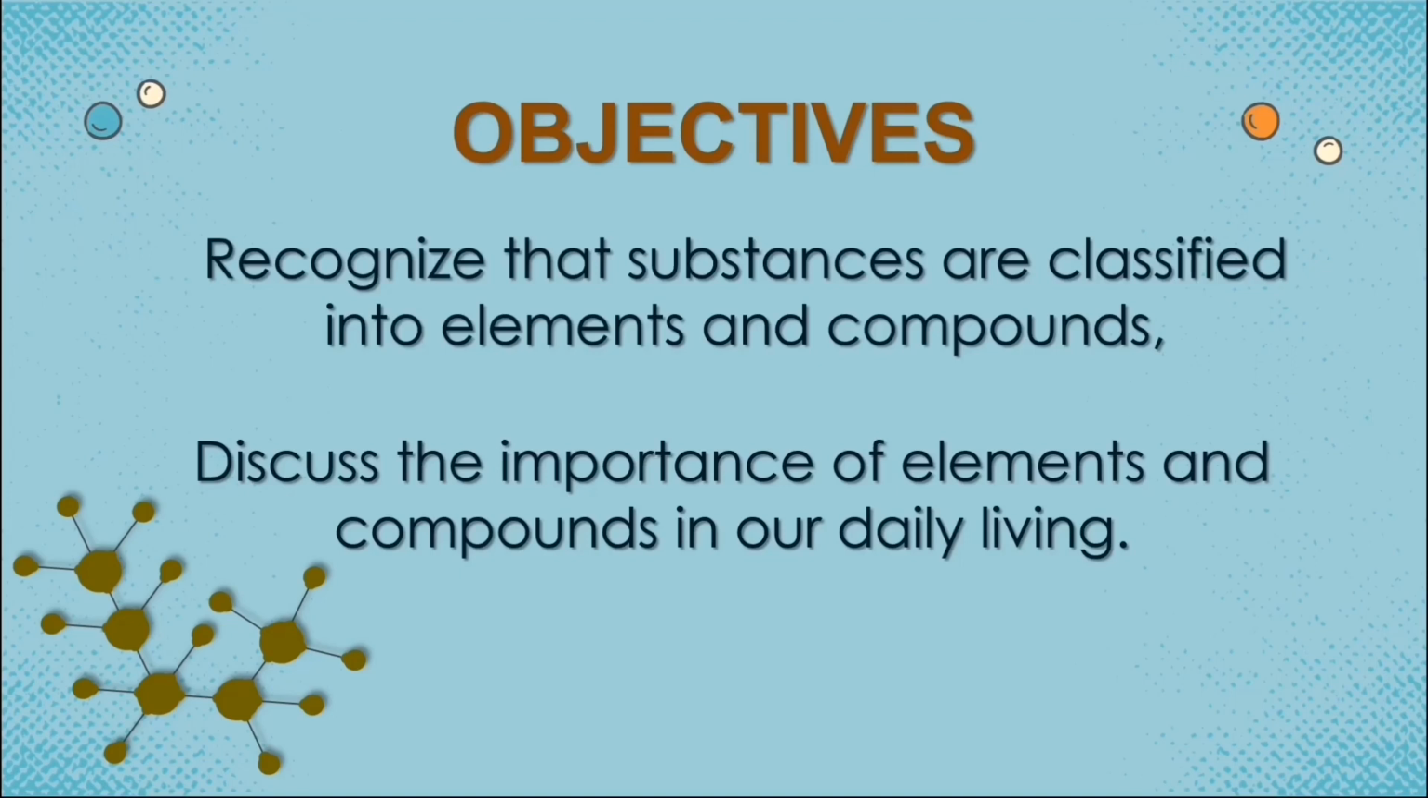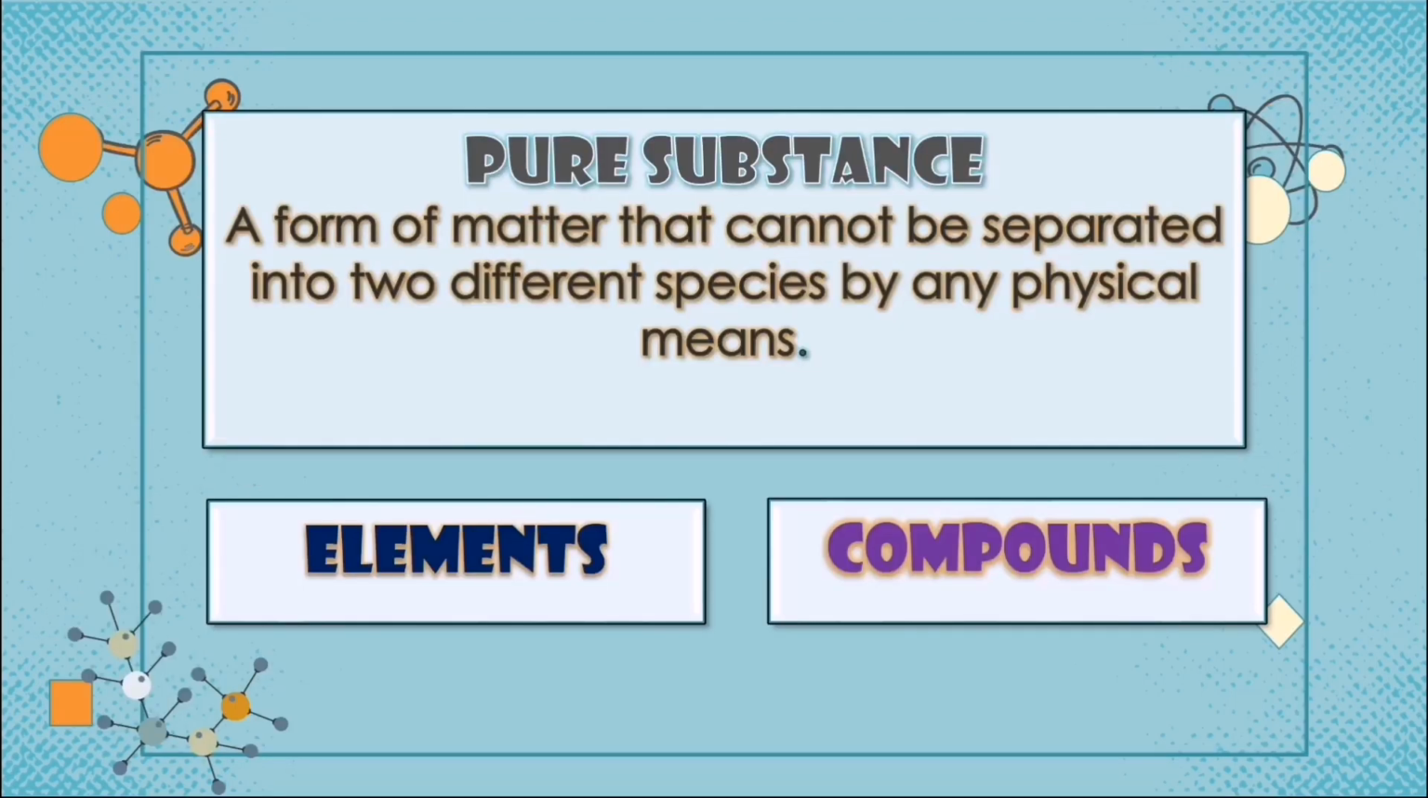So, here we go! Last week, we discussed pure substances and mixtures, right? Who among you here can differentiate pure substances and mixtures? When we say pure substance, it can no longer be separated by any physical means. While mixtures can be separated, right? We discussed the different ways of separating mixed substances. And mixtures have two types, the homogeneous and heterogeneous. So, we all know that elements and compounds belong to pure substances.